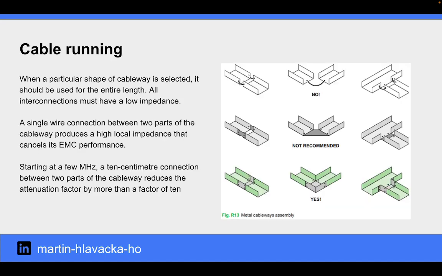When a particular shape of cableway is selected, it should be used for the entire length. All interconnections must have a low impedance. A single wire connection between two parts of the cableway produces a high local impedance that cancels its EMC performance. Starting at a few megahertz, a 10 cm connection between two parts of the cableway reduces the attenuation factor by more than a factor of 10.